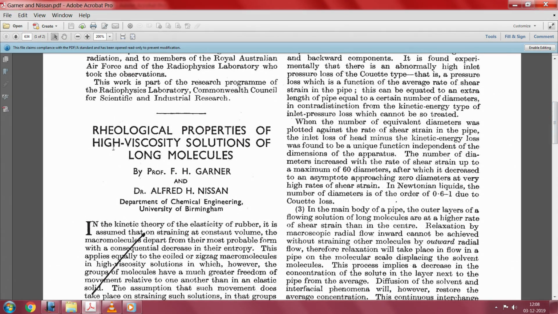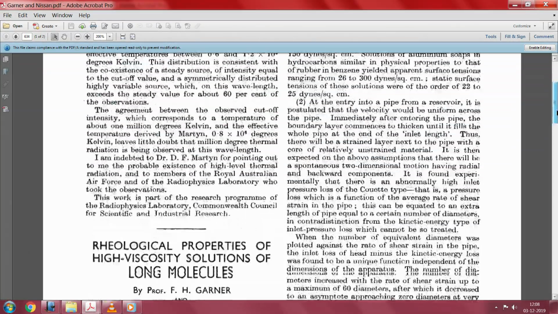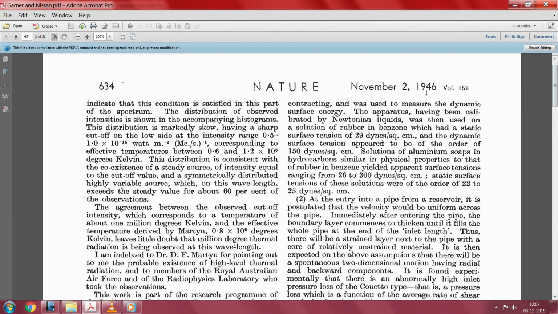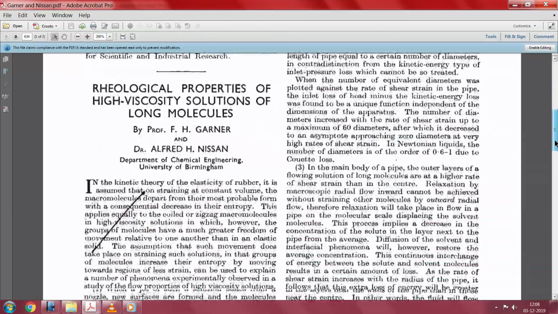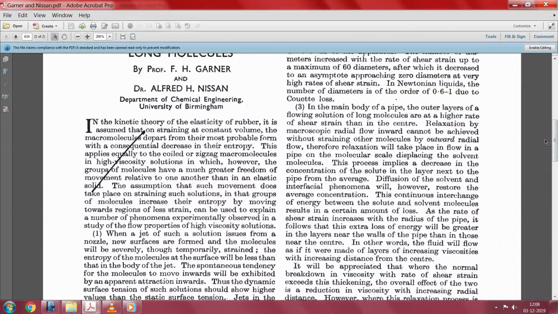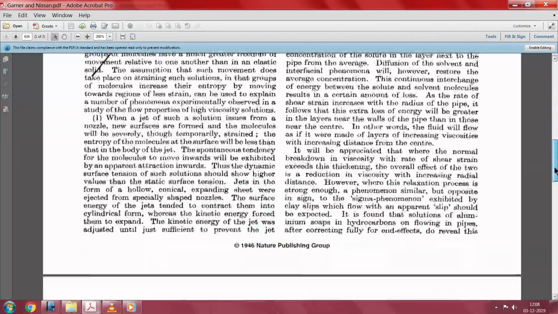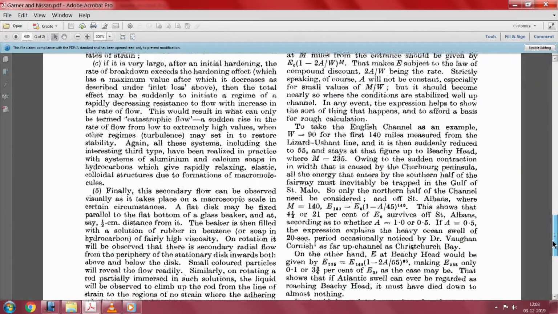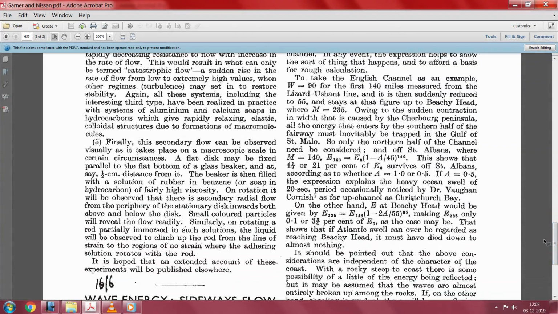Garner and Nissan's paper was titled Rheological Properties of High Viscosity Solutions of Long Molecules. So, these are the macromolecules that we had talked about, and this had appeared in Nature. You see, 1946 is the year of publication. If you want, you can go through this manuscript yourself. I just would like to draw your attention to one of the final paragraphs here, where they talk about the secondary flow, and they say, observation number 5, that finally the secondary flow can be observed visually as it takes place on a macroscopic scale in certain circumstances.